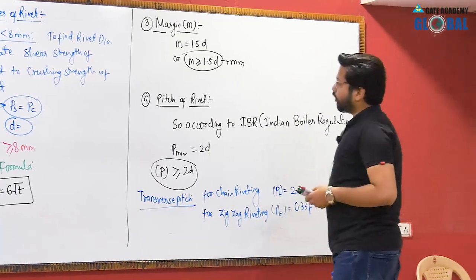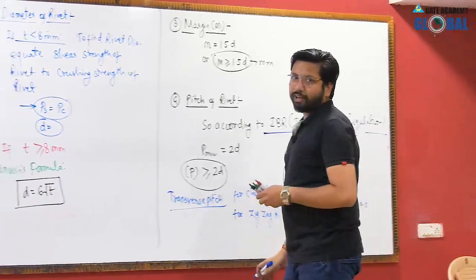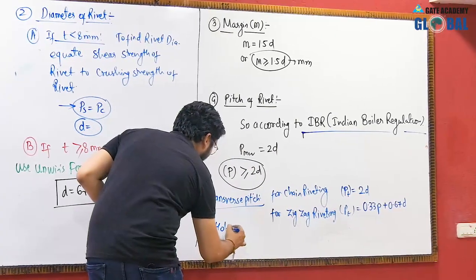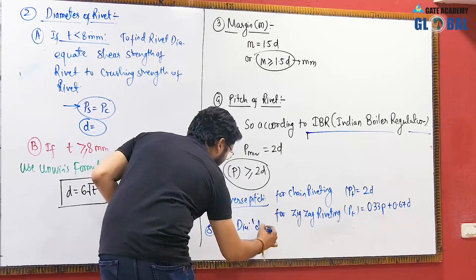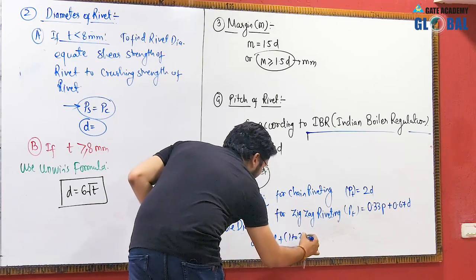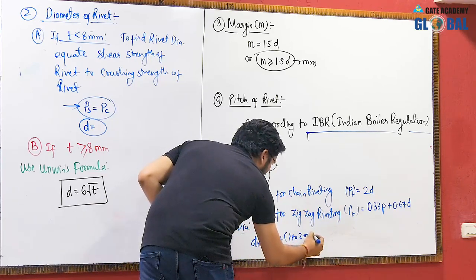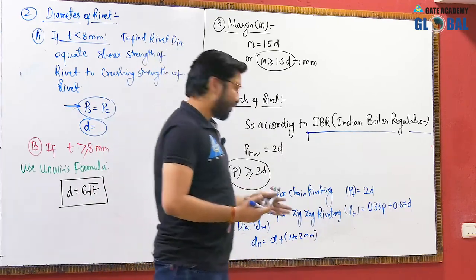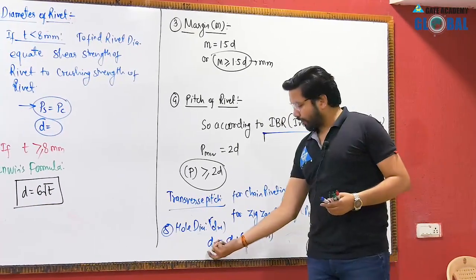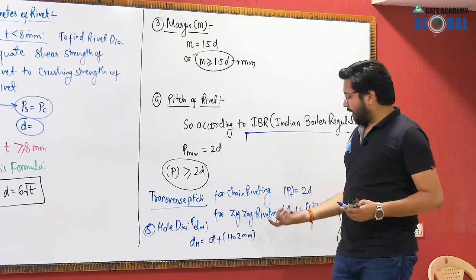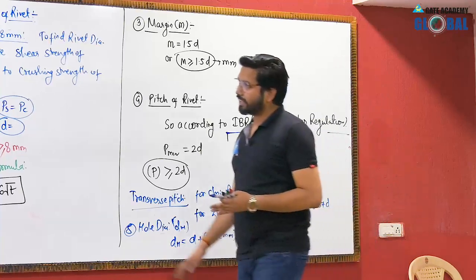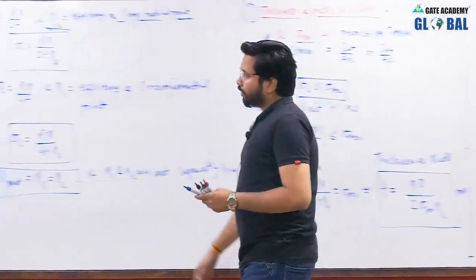This will be the relationship for pitch according to the Indian Boiler Regulations. Now, according to IBR, the hole diameter, that is DH, will be equal to D plus 1 to 2 mm. So you will be adding some extra thickness, that is 1 to 2 mm, in the holes. You can say, according to Indian Boiler Regulations, the hole for the rivet, that is the rivet hole, may be 1 to 2 mm higher than the diameter of the rivet.